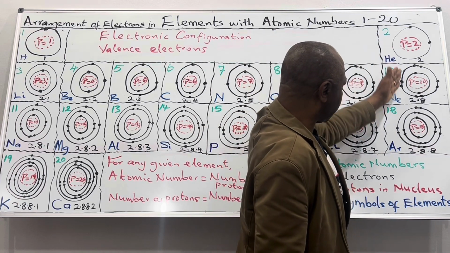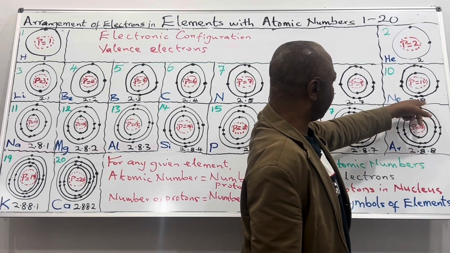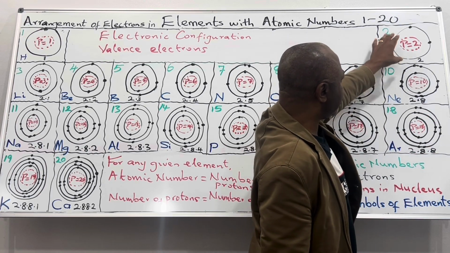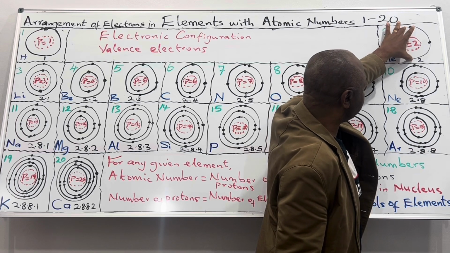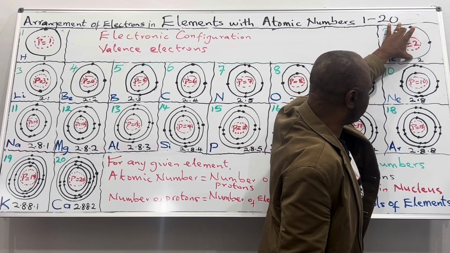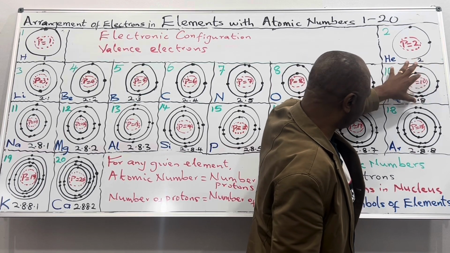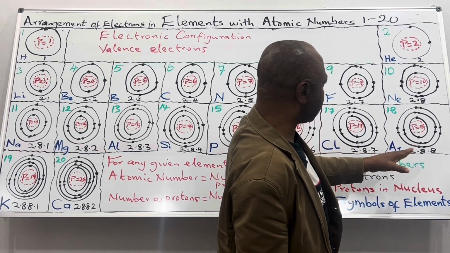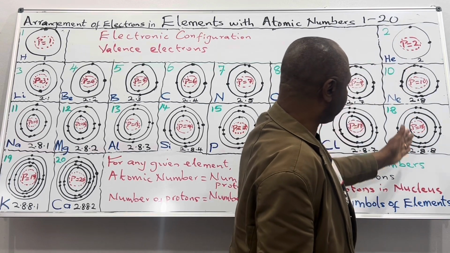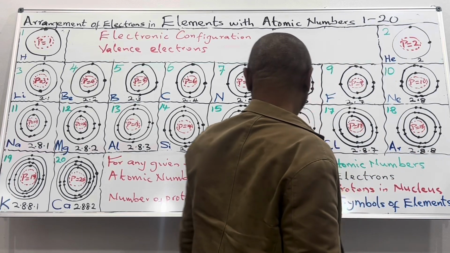And what about here? Okay, this one has 8 valence electrons, 8 valence electrons. But here you have only 2. With 2 electrons, the first and only shell is complete. Here, with 8 electrons, the outermost shell is complete. Here, with 8 electrons, the outermost shell is complete. All the elements here have complete outermost shell. That is why they are in the same column.